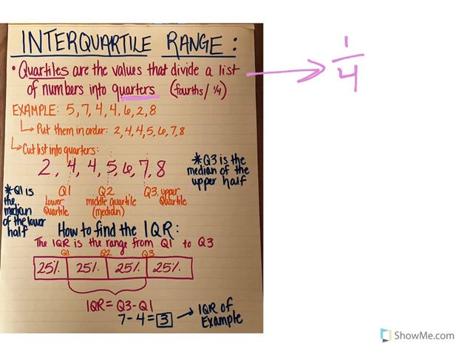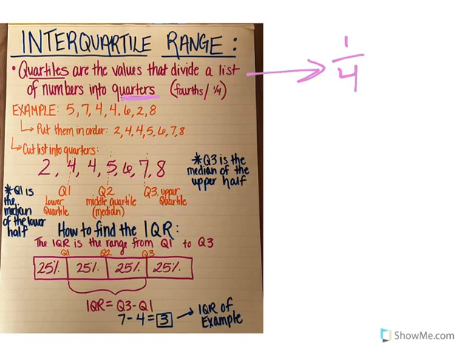The first thing that we do is always find quartile 2 because that is the median or the middle of the data. Then we find quartile 1, which is essentially the median of the lower half of the data. Then we found quartile 3, which is the median of the upper half of the data.